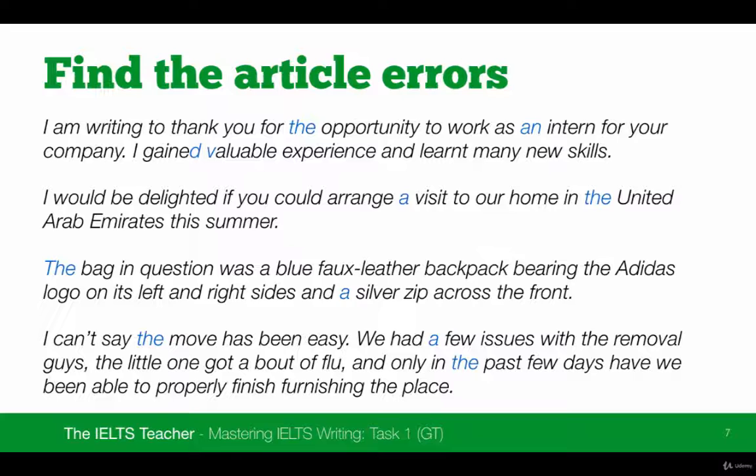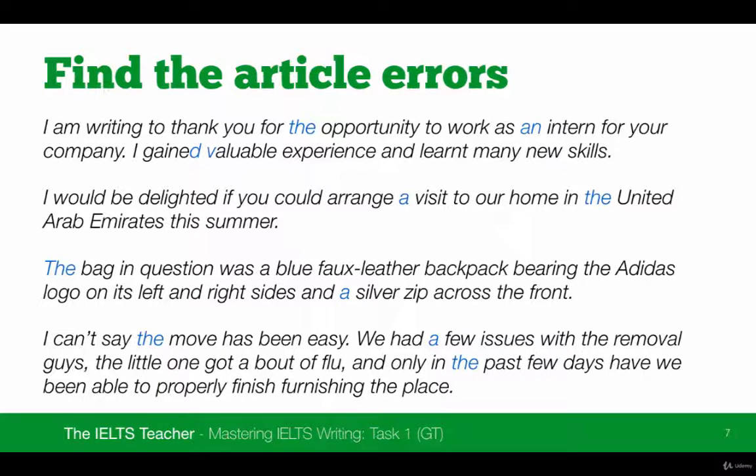Okay, I can't say the move has been easy. Now we have the definite article here because both parties, the sender of the letter and the recipient of the letter, know about this move. And the word move is being used as a noun here to mean moving house, the moving of a house. We just use it in a very colloquial way here, again informal language because it's an informal letter, the move. So I can't say the move has been easy.